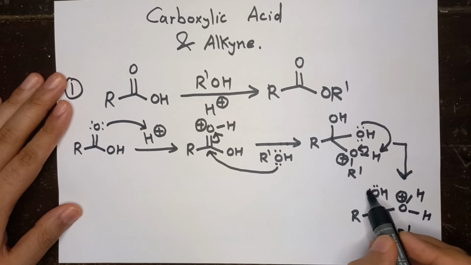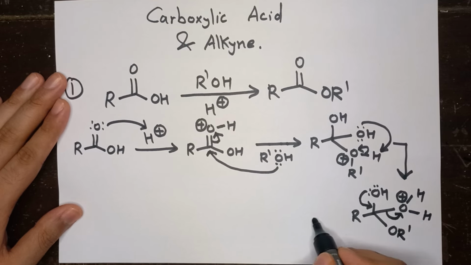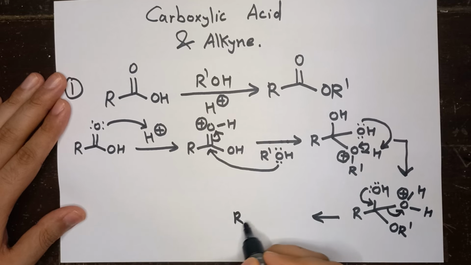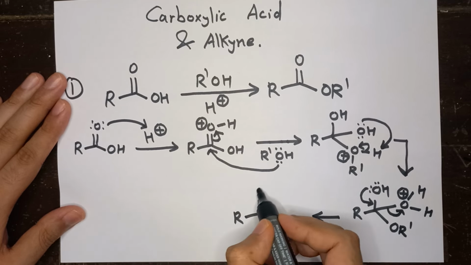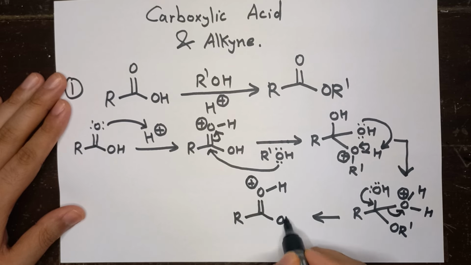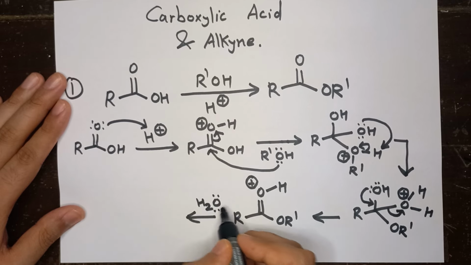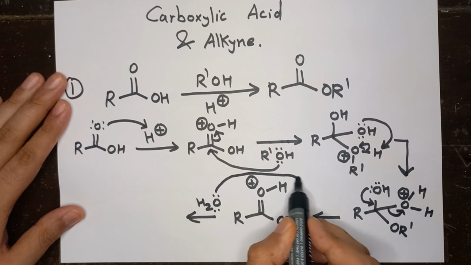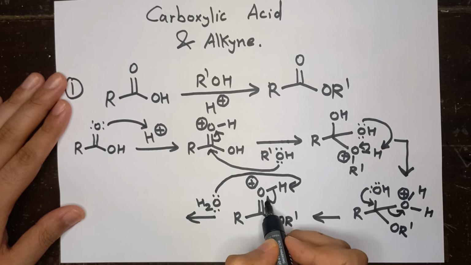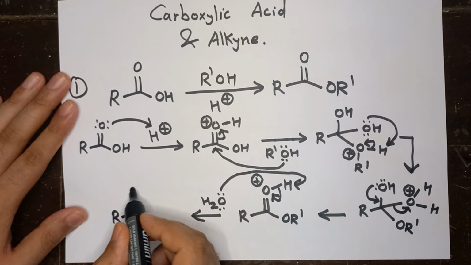Okay, now this oxygen lone pair will form a double bond here and will eliminate the water molecule in its neutral form. So now we have R, C double bond O, H with positive charge, and we have OR dash. Now whatever water molecule has just left will come into picture. It will act as a base this time and it will grab this proton, neutralizing oxygen. And this is how you will get your final product.